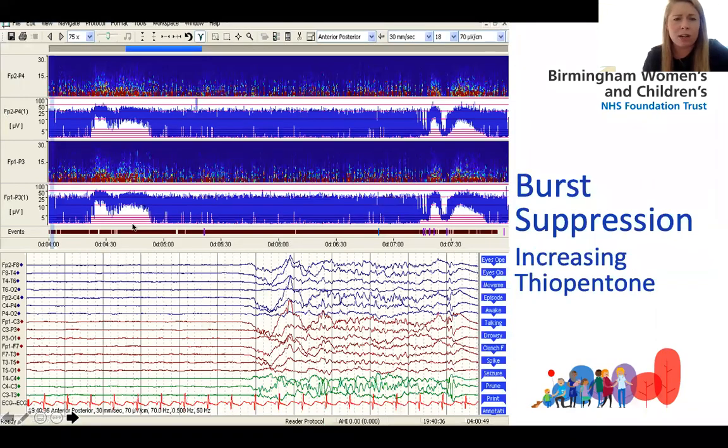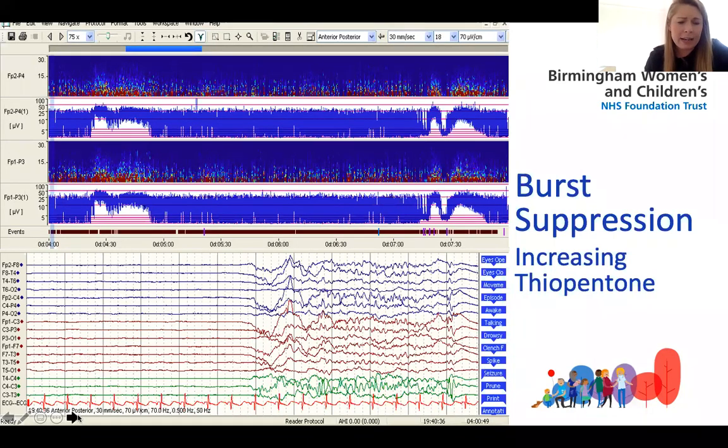Again, an old machine. So we have a child here in burst suppression on thiopentone. We've got that very thick, wide band in the middle, but as you can see, we've still got some significant seizures here. We have a suppression and we have a burst, and we have a very big burst of electrical activity in the raw EEG here. So there's probably room to turn up the thiopentone.